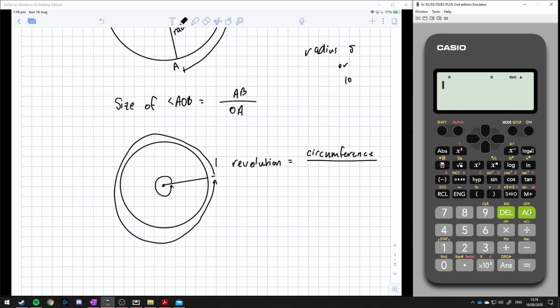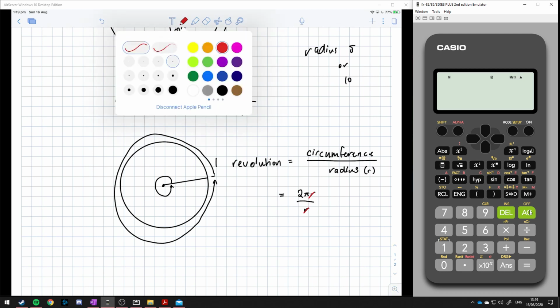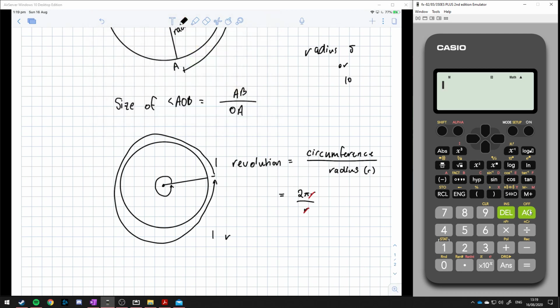Okay, and it's over the radius again. So the radius is R. By substituting the circumference, 2 pi R, and the radius R, the two radii cancel out, and we're left with the value that one revolution is equal to 2 pi.